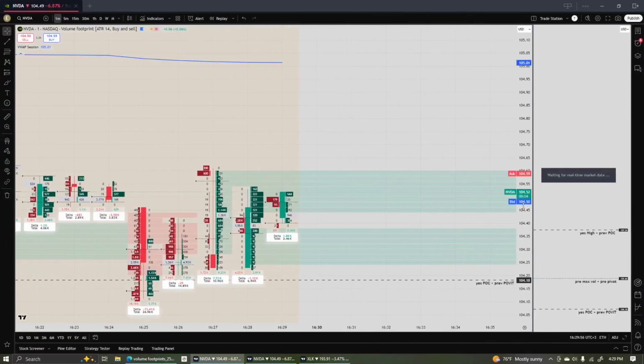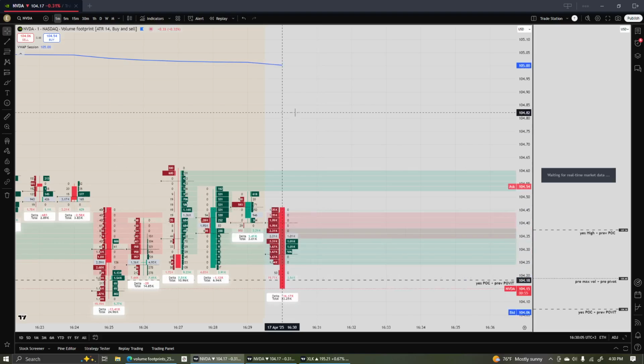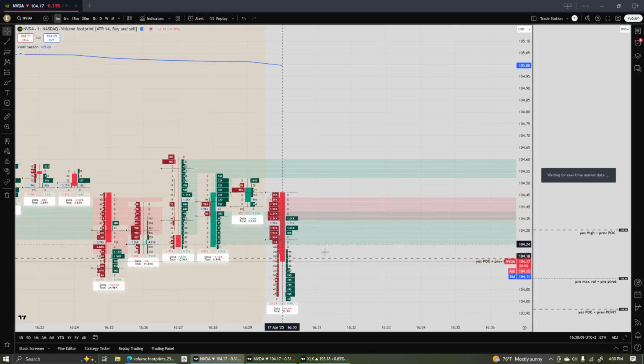Okay, the market opens in 4 seconds. Yeah, okay, the market is open. I think it's going to drop all the way down to here and then rise. Okay, there was no rising whatsoever. Zero buyers stepped up.